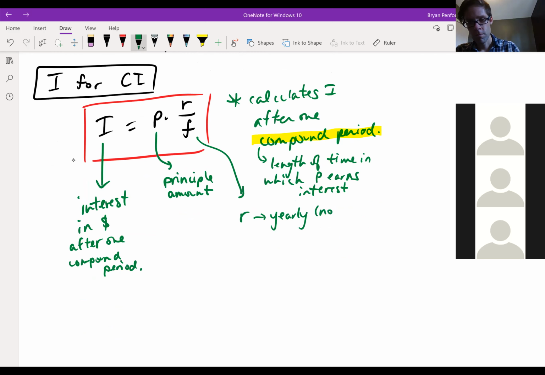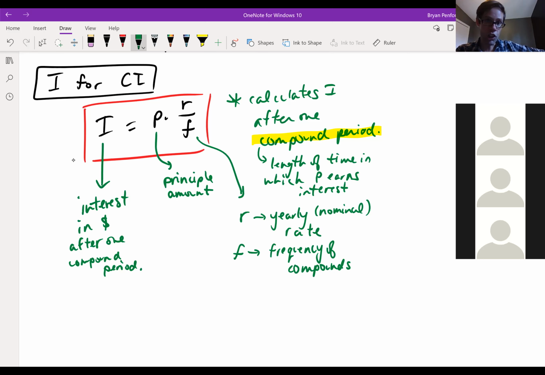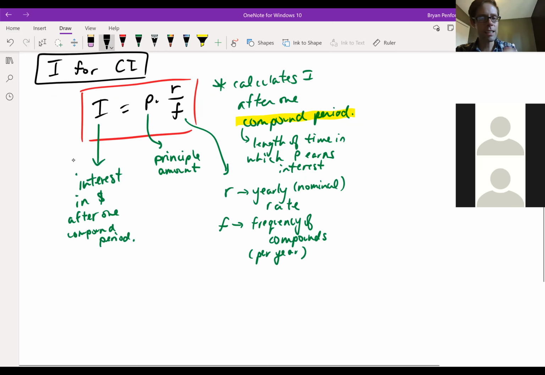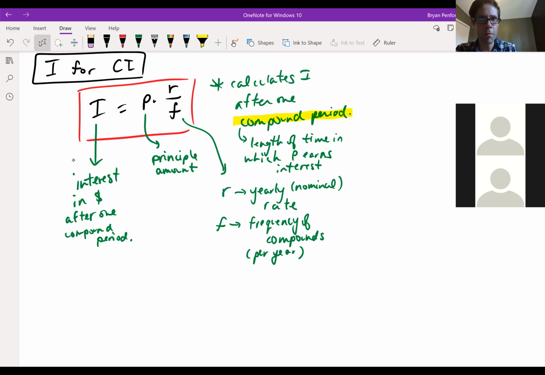Okay, so R is often used to denote the nominal or the yearly kind of rate that we earn for compound interest. And F is a reference to the frequency or the number of times per year that we earn interest. So it kind of refers to the compound periods. Sometimes I call it the frequency number. It's the number of compounds per year, essentially. So frequency of compounds per year. Maybe that will be important for some of you. And so this is technically how we can utilize a formula to get at interest. It's going to be a little bit different from simple interest.